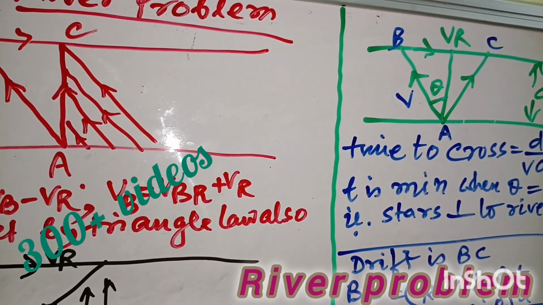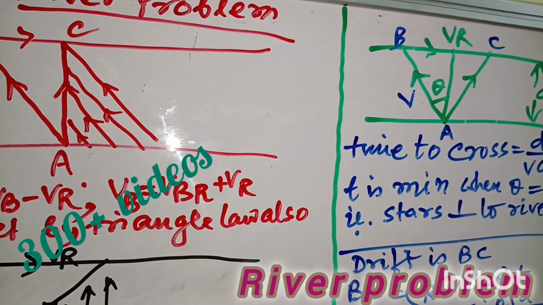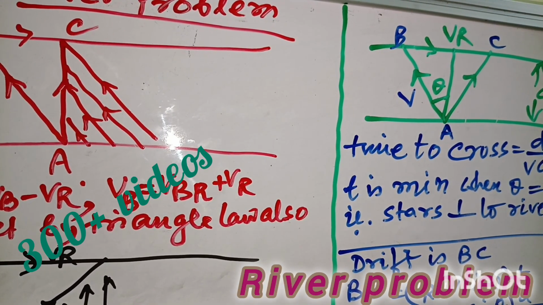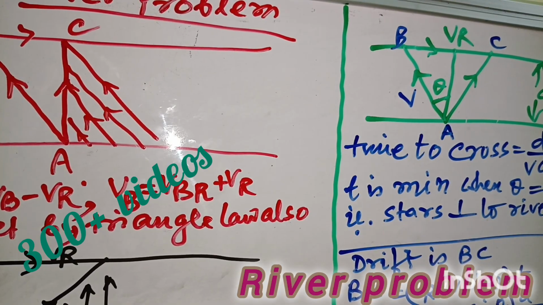So these are a few important points about the river boat problems. These problems are not difficult, but it is confusing. And very often students find it difficult because they cannot decide which is Vr, which is V. So you just note down whatever advice I have given. It will be very easy for you.